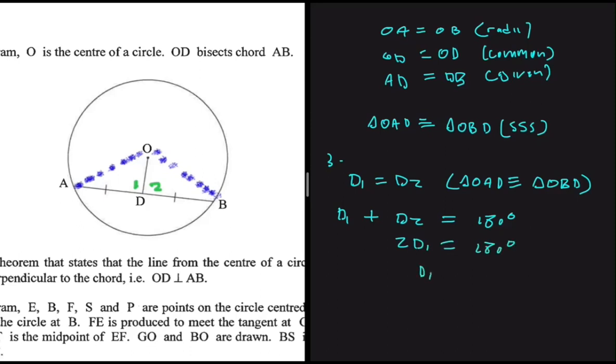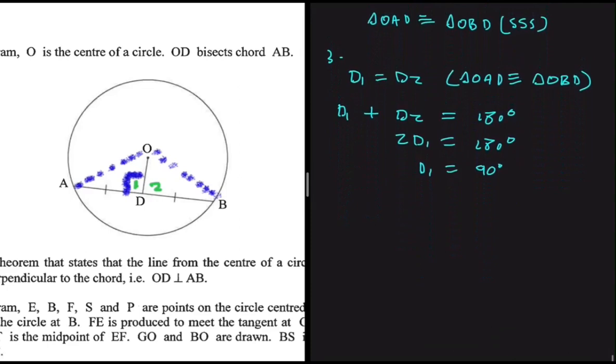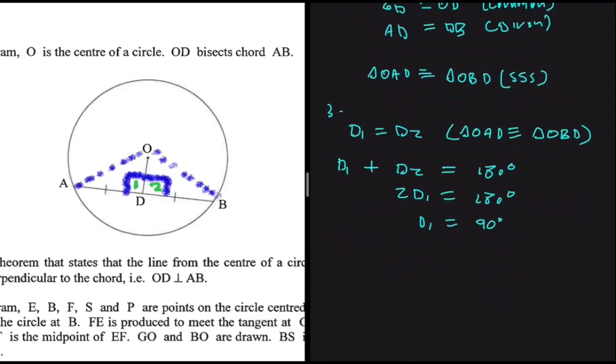So what are we saying? We're saying that D1 is equal to 90 degrees. So now we have proved that D1 is 90 degrees. We know fully well that consequently D2 is also equal to 90 degrees. Now we can conclude and say that OD and AB are perpendicular to each other because D1 is equal to 90 degrees, right?